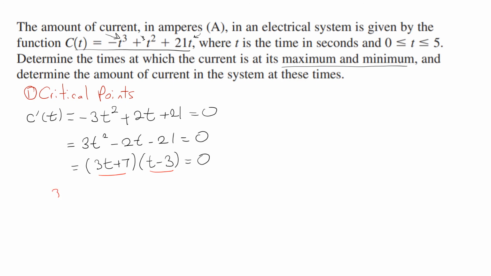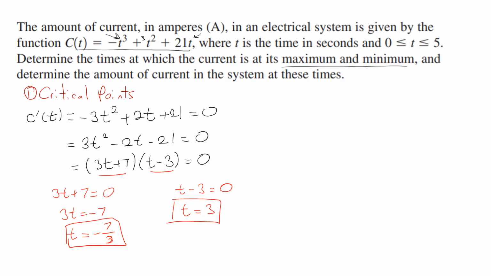So my 3t plus 7 equaling 0, send 7 to the other side, I will get 3t equaling negative 7. Divide by 3 on each side, so t equals negative 7 over 3. So that is one of them. Now I'm going to set t minus 3 equal to 0, so that I would get t equals 3, and that's one of my other critical points.